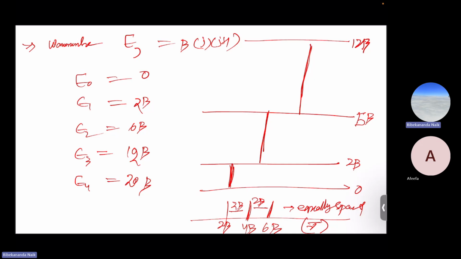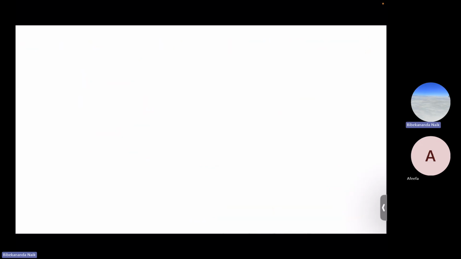We also discussed the concept of the number of atoms in the Jth state. N_J will be N0 times 2J plus 1, the weight factor, times exponential minus E_J minus E0 divided by kT.